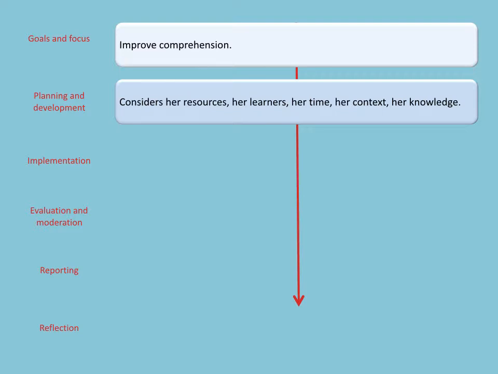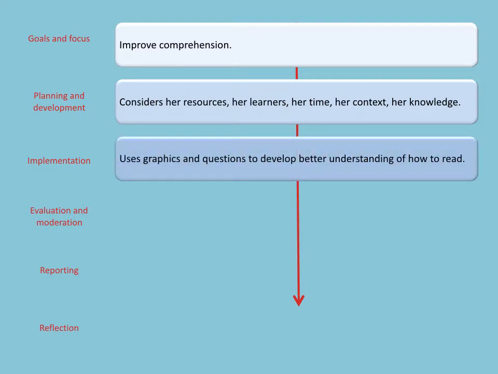And this is often the point where teachers say, well, I need some more input, I need some help. Planning and development is not necessarily getting someone else from outside in to do planning and development. Sometimes it means having a discussion with other teachers and saying, what do you suggest I do? How do I do this? Those important conversations. Then this teacher has decided in this case, and this is just an example, that to improve her comprehension, she's going to use graphics and questions to better develop the understanding of how to read, because she's realized that in her classroom, the learners can't comprehend because they can't read with understanding. So she's looked at this as the way she's going to do it.